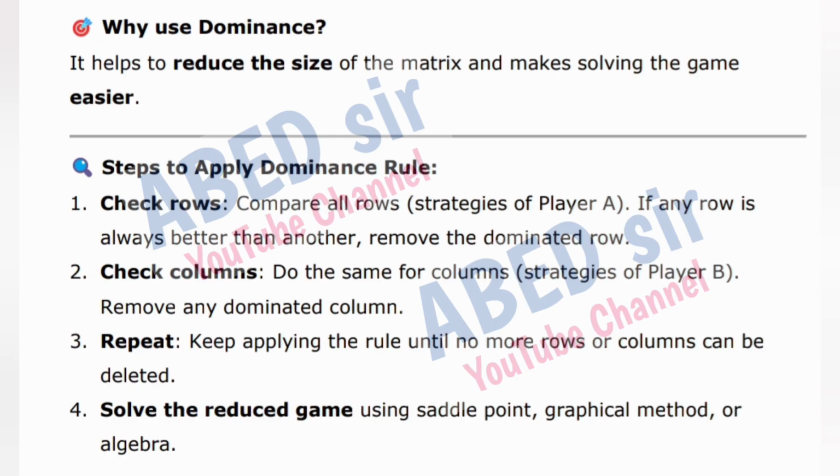Steps to apply dominance rule. 1. Check rows. Compare all rows, strategies of player A. If any row is always better than another, remove the dominated row. 2. Check columns. Do the same for columns, strategies of player B. Remove any dominated column. 3. Repeat. Keep applying the rule until no more rows or columns can be deleted. 4. Solve the reduced game using saddle point, graphical method, or algebra.